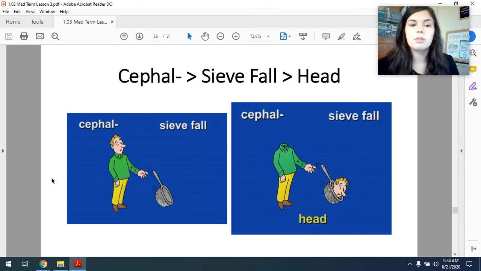Next, we have cephal. Cephal, we have an image of a guy dropping a sieve. A sieve is that thing he's holding where you sift flour and things like that. Cephal, the sieve is falling, and now his head is in the sieve, and it means head. Cephal means head.